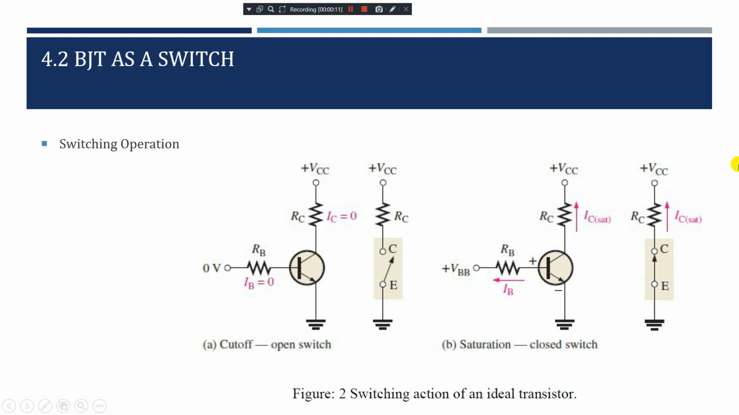Last class we studied switching operations of a transistor. We have seen the cutoff region as well as the saturation region. In the cutoff region, when there is no input, the transistor is in the off condition and works as a switch. Similarly, when input is given to VBB, that is the base of the transistor, the transistor will be in the saturation region. It is on, and it is nothing but a closed switch. That's what we studied in the last class.